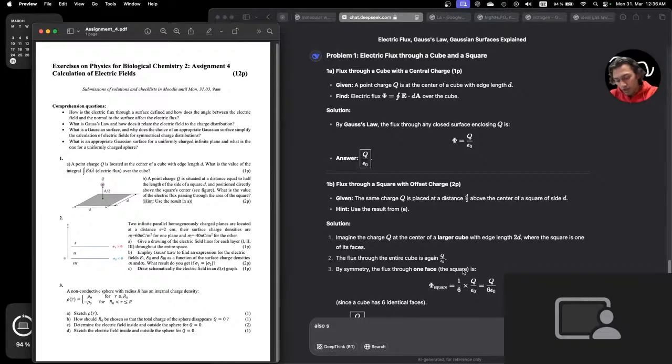So if I imagine correctly, that is the surface of the cube that we are dealing with. That's the.